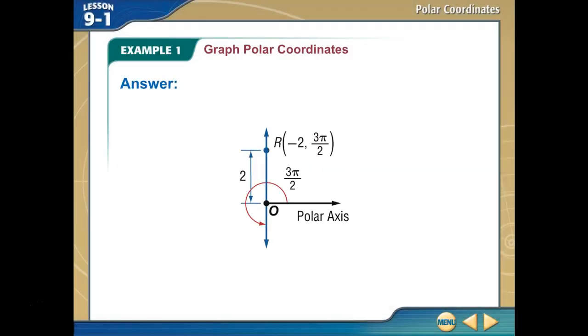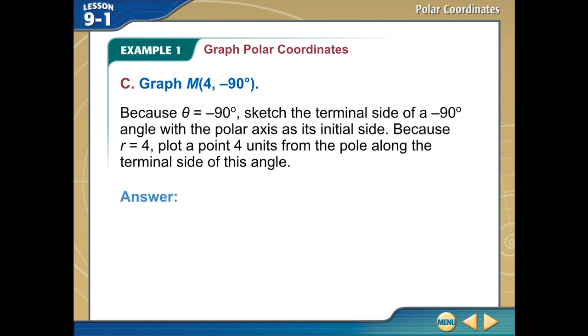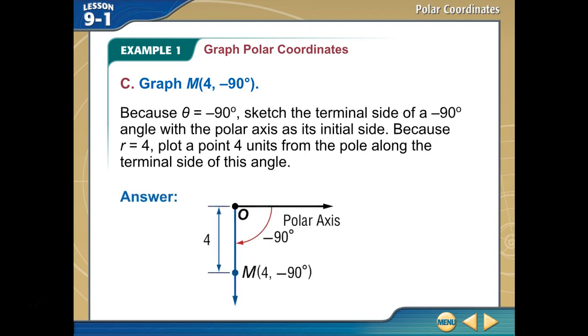So we look at that, that's going to be up, okay? So 3 pi over 2 was down here, or 270 degrees. But since the -2 makes me go in the other direction, a distance of 2 up. All right, and then this one is a negative angle, so I'm going to go out 4, and then I'm going to go down 90 degrees, because that's my direction, and that gives me that point.